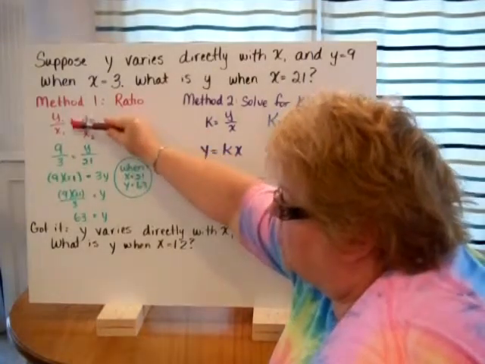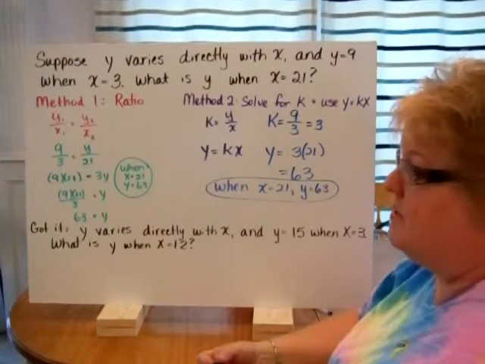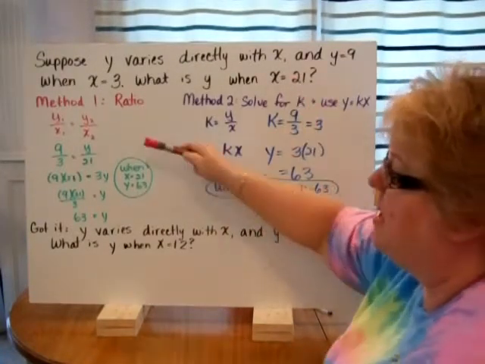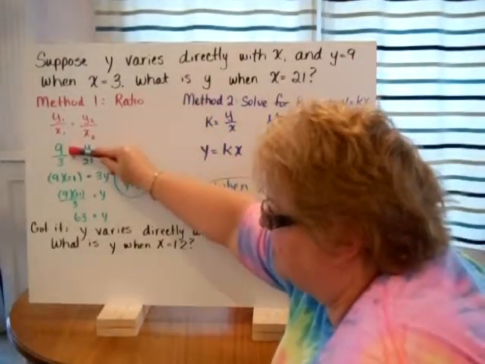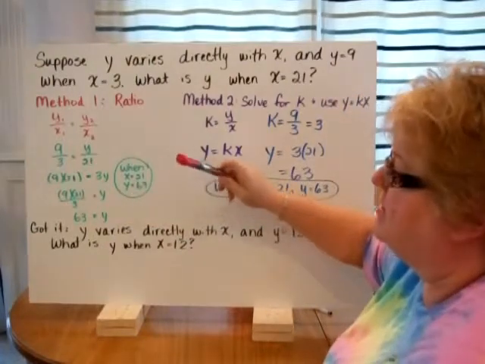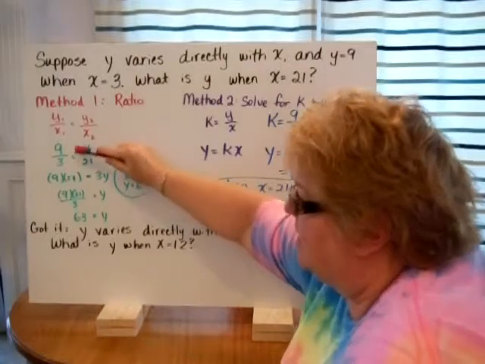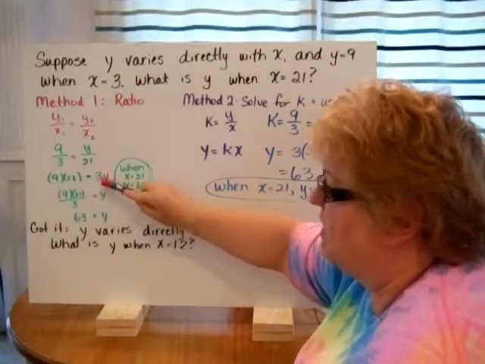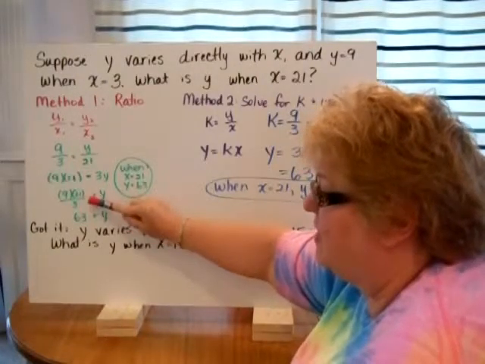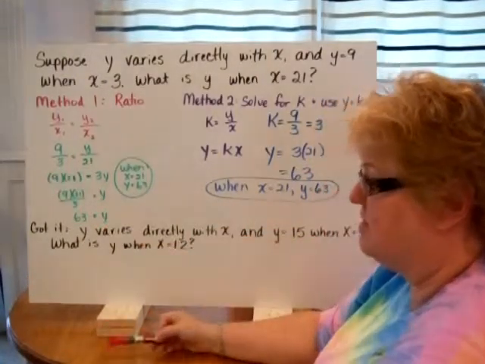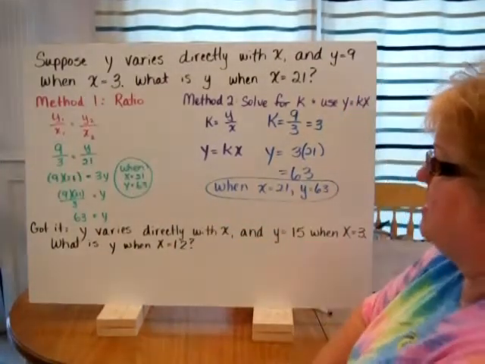For every ordered pair, when I do y divided by the corresponding x, remember I should always get the same number. So I can take this information and just set up a simple ratio. When y is 9, x is 3. So y divided by x is equal to y divided by our x of 21. Cross multiply to get 9 times 21 equals 3y. Divide both sides by 3, and you get 9 times 21 divided by 3, which gives you y equals 63. So your answer would be when x is 21, y equals 63.